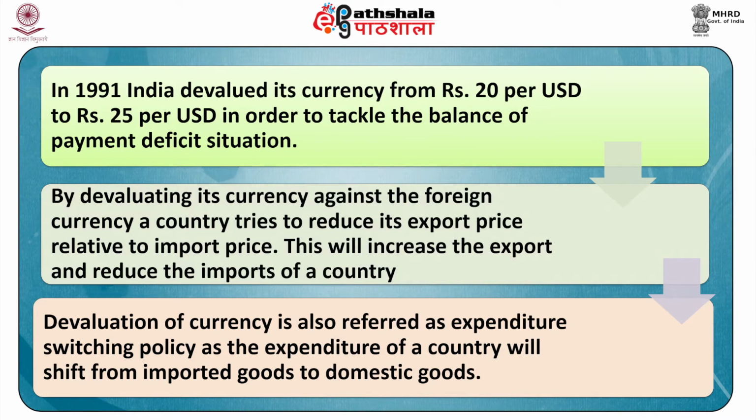By devaluating its currency against the foreign currency, a country tries to reduce its export price relative to import price. This will increase the export and reduce the imports of a country. Devaluation of a currency is also referred to as the expenditure switching policy, as the expenditure of a country will shift from imported goods to domestic goods.